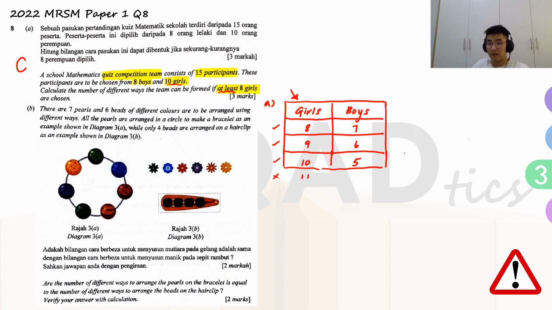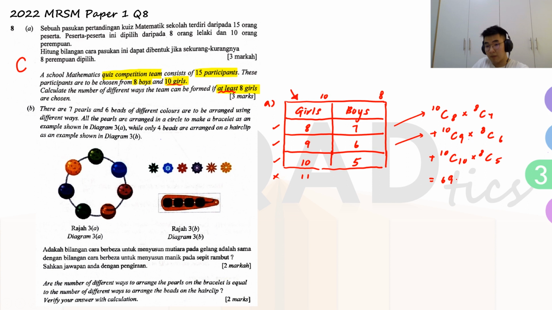Now for each possibility, I can write out the expression. From 10 girls, which is the total girls we have, we can choose 8. And for boys, the maximum is 8. So from 8 boys, I choose 7. This is the first possibility. The second possibility, the same thing, so we need to add. Here, 10 girls, we choose 9. 8 boys, we choose 6, and so on. So the total number of ways would be 696.